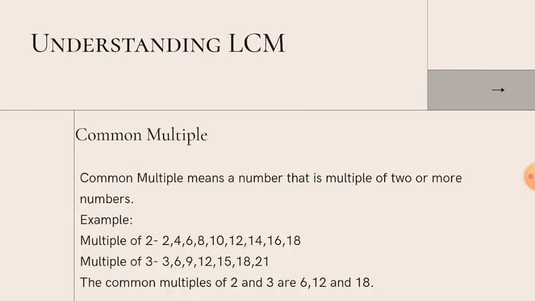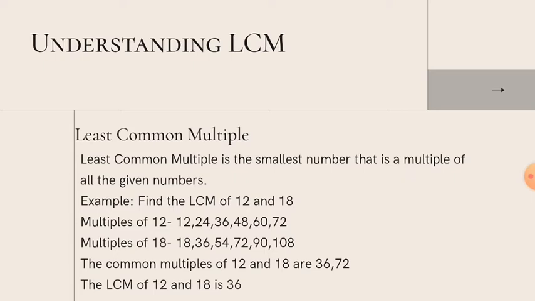We move to common multiple. Common multiple means a number that is a multiple of two or more numbers. Example, we looked at our multiples of 2 and then multiples of 3. So the common multiples of 2 and 3 are 6, 12, and 18. You can see if you check the multiples of 2 and 3, 6 is common in both, 12 is common in both, and 18 is also common in both. So that is why they are common multiples of 2 and 3.